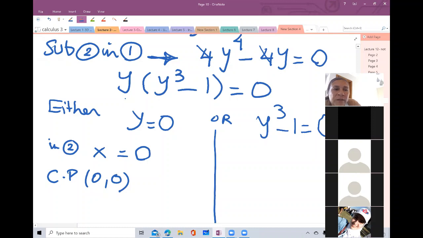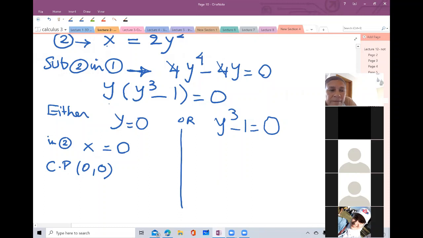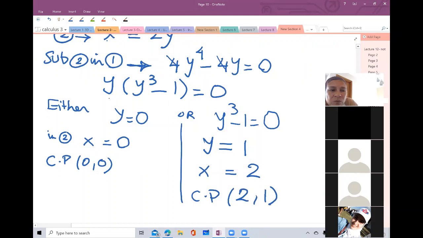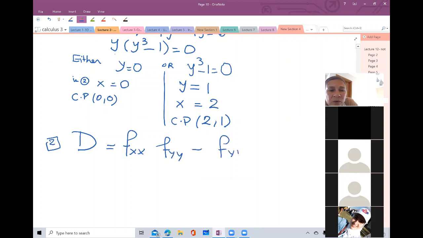When I solve simultaneously, the points must satisfy all equations. On the other hand, I have y cubed minus 1 equals 0, which means y is 1. Then my x is equal to 2. So I have now another critical point, which is the point (2, 1). If I have these two points, all I have to do in the second step is compute my expression D, which is, let's rewrite it here, fxx times fyy minus fxy all squared.